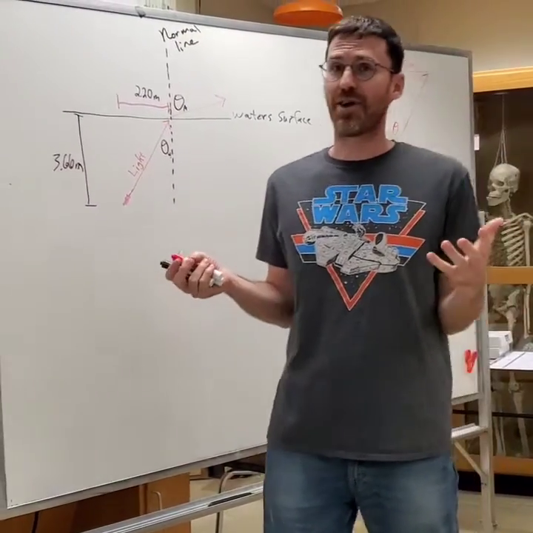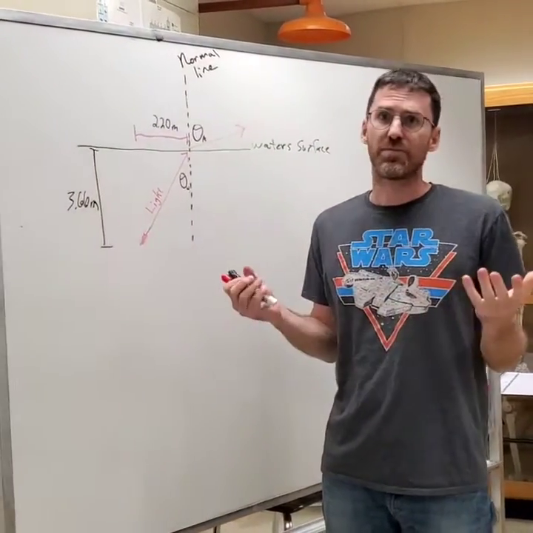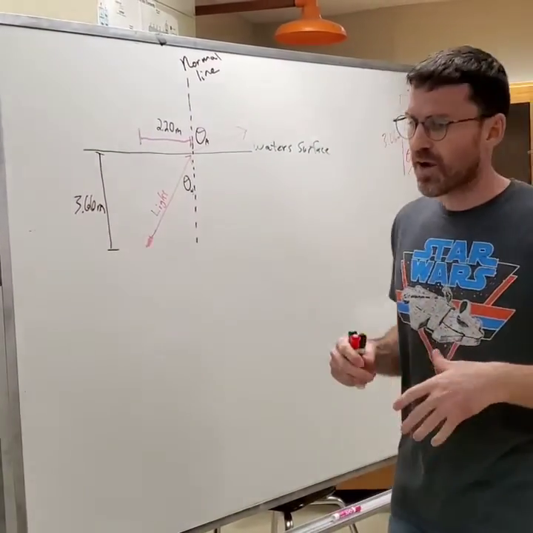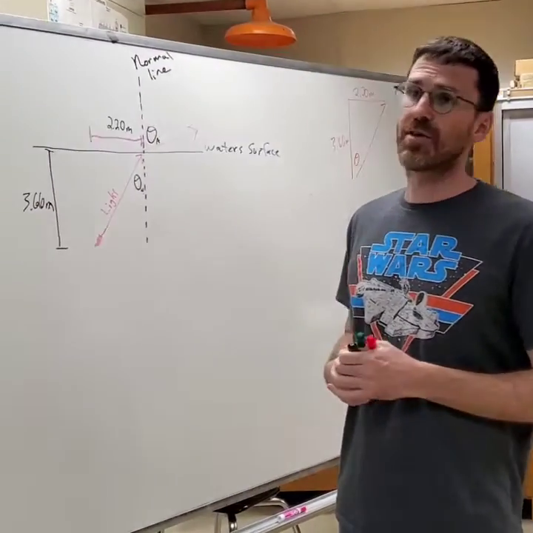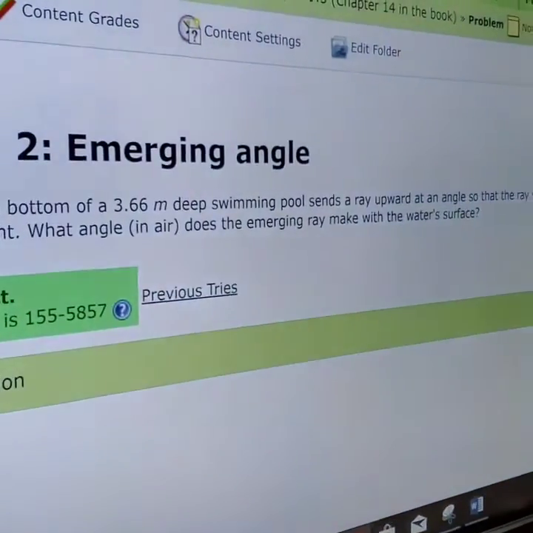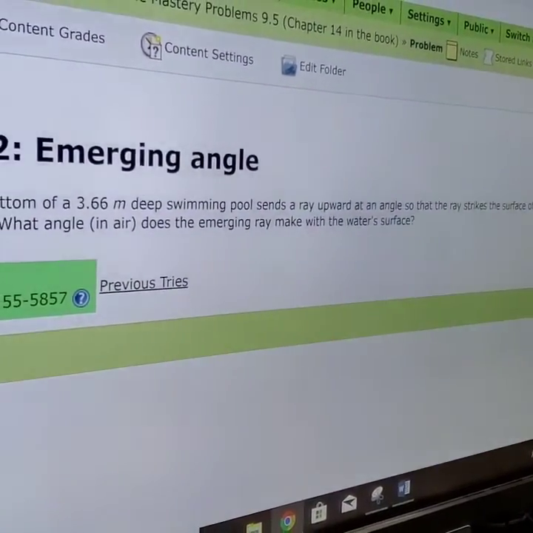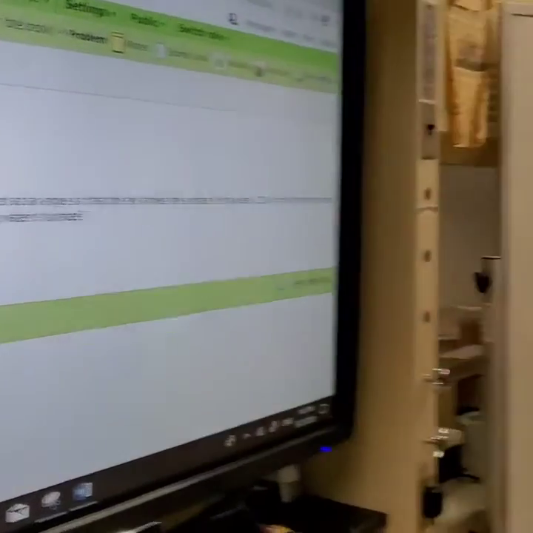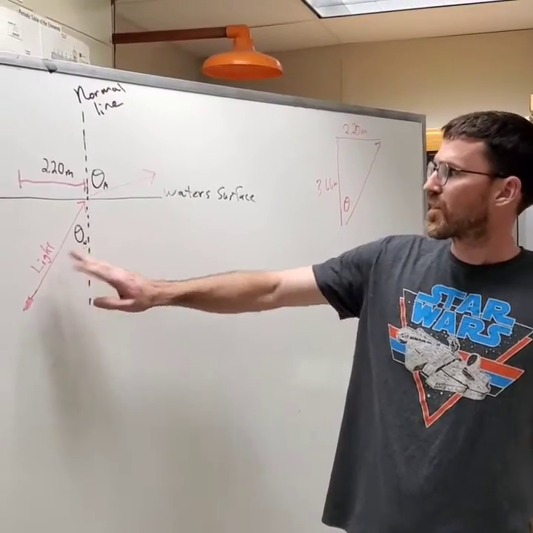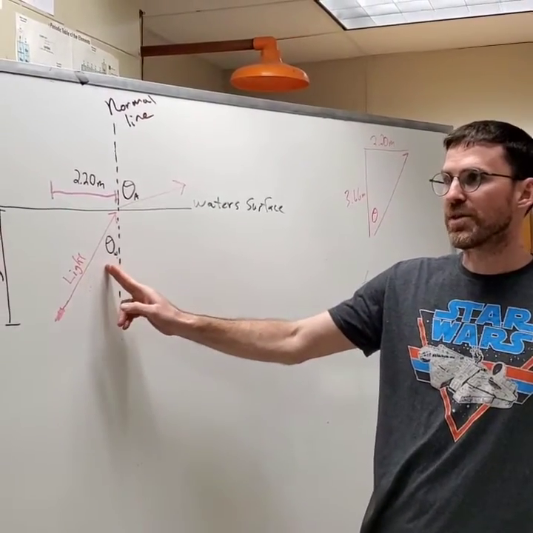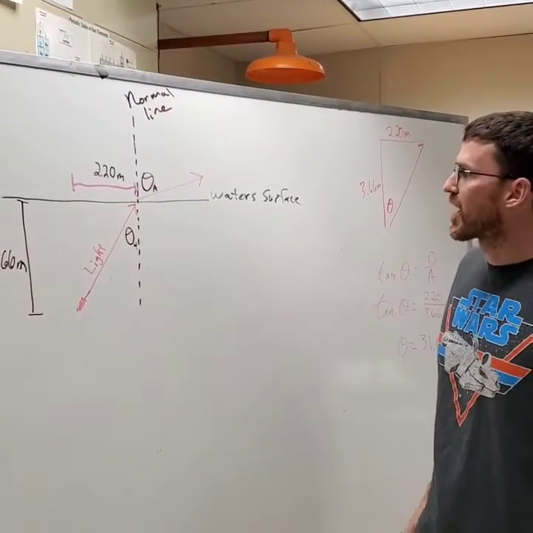All right, back on to the use of Snell's Law and worrying about the refraction of light in different mediums. Today's question is problem 2, emerging angle. Here's a picture of the situation. We have light coming in at a certain angle, and we are exiting at a certain angle here.